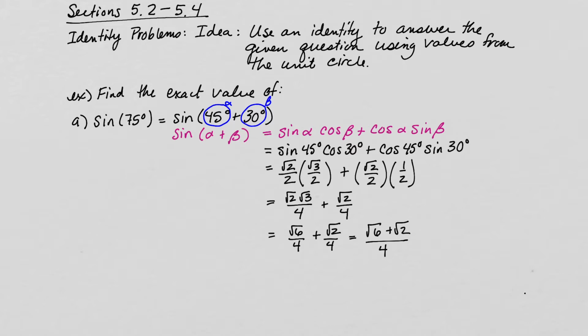I cannot combine the two square roots on the top together. I can't make it root 8. So you can only combine the square roots if they're multiplied times each other. So this root 6 plus root 2 over 4, that's my final answer. Questions?